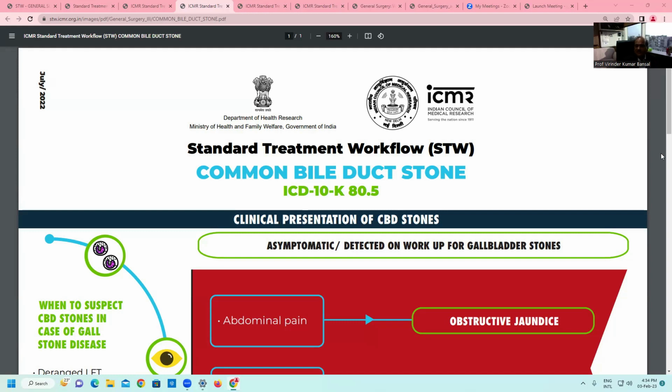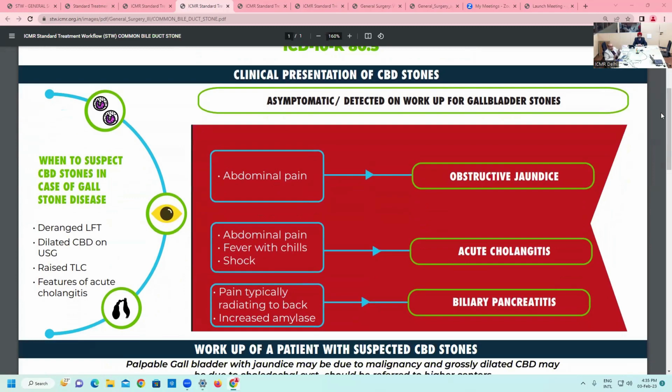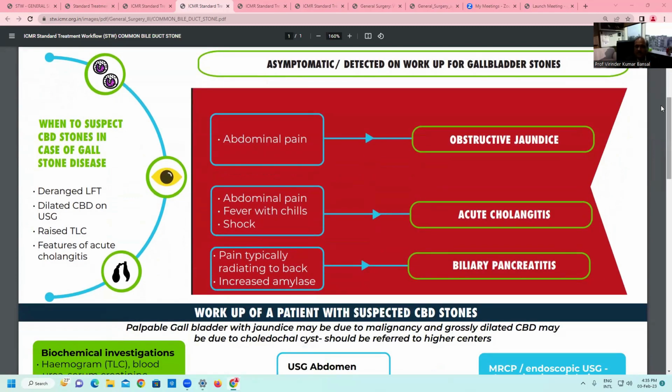So as far as the common bile duct stones are concerned, all of us know the presentation. Can you go up a little bit? Yeah, the presentation we all know. So we tried to include things which the person in the field may or may not know. It is not for surgeons actually.